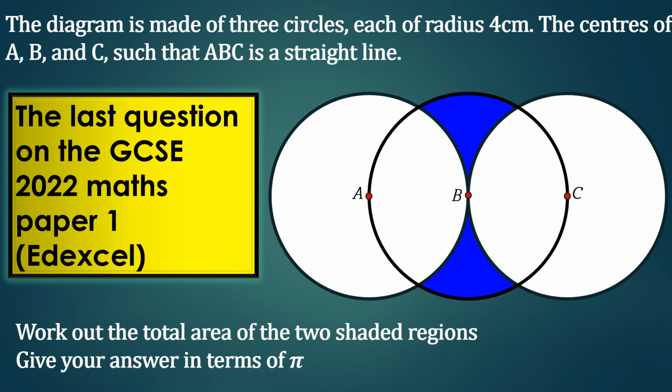Okay, the question says the diagram is made of 3 circles, each of radius 4 centimeters, the centers of A, B, and C such that ABC is a straight line. Work out the total area of the 2 shaded regions and give your answer in terms of pi. Okay, so AB is equal to BC, and we are required to calculate the area of the blue shaded region.